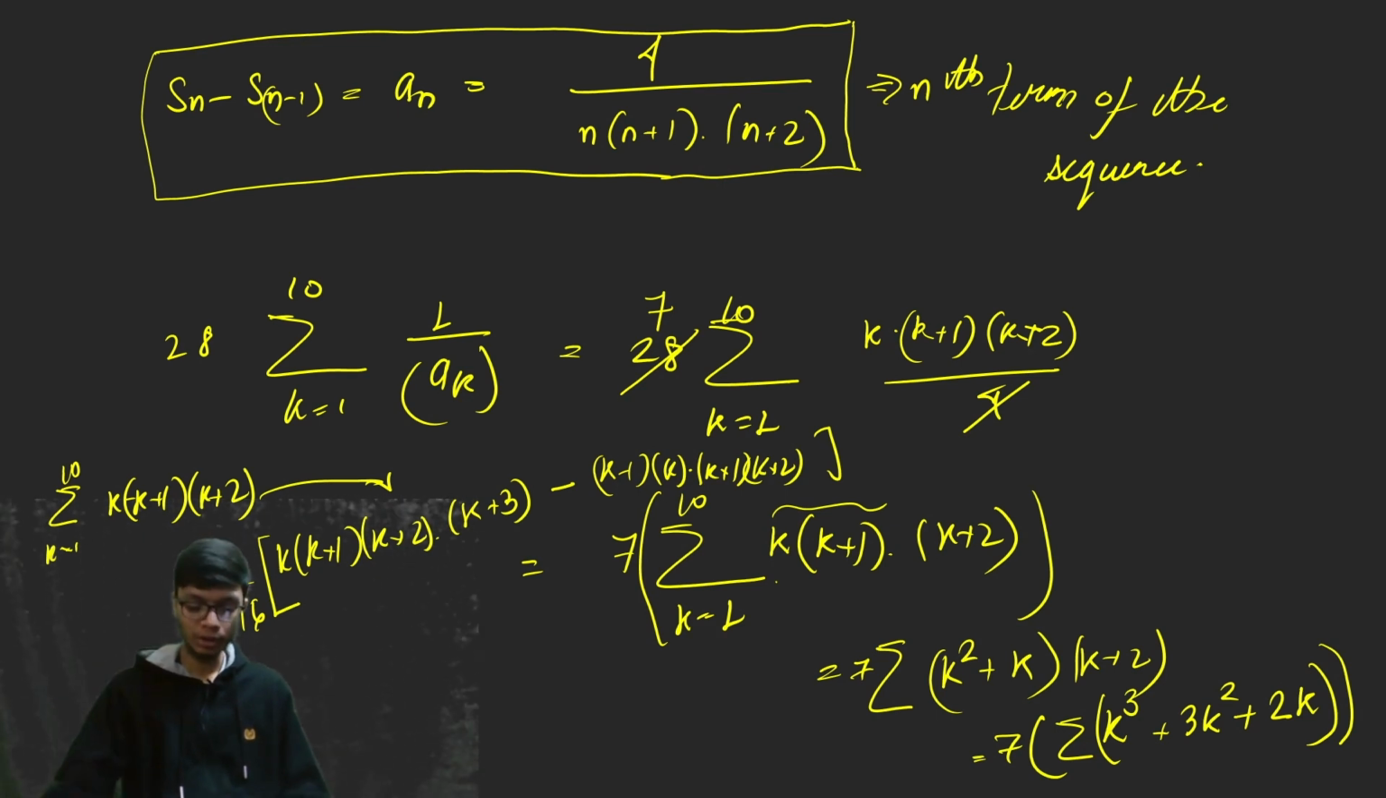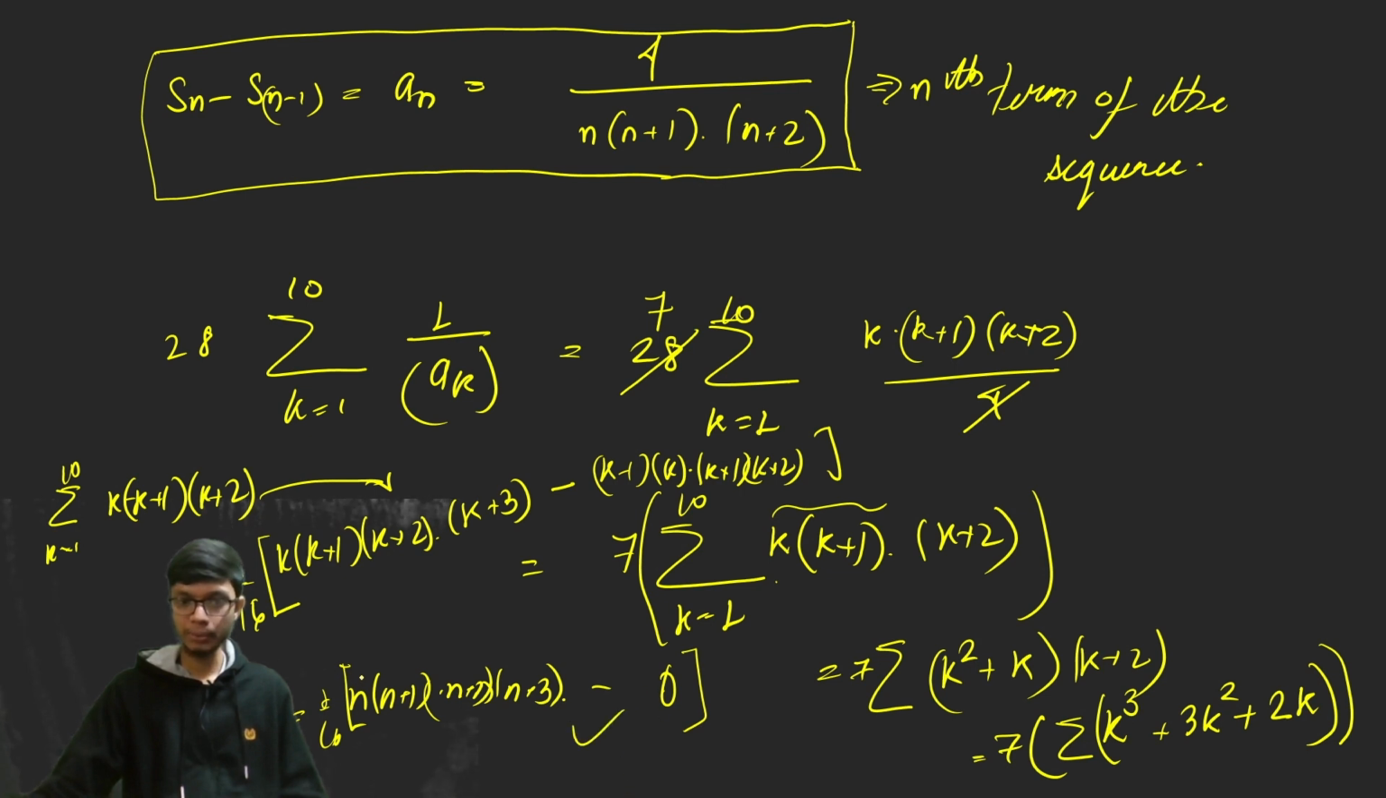You will be left with the result, which is directly equal to n into n plus 1 into n plus 2 whole into n plus 3 minus the first term, whole multiplied by 1 by 16. If you put the first term value, that is k equals 1, this value is equal to 0. Similarly, you get the result by putting n equal to 10.